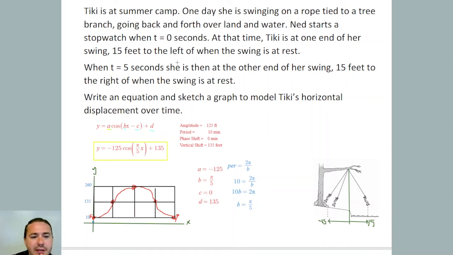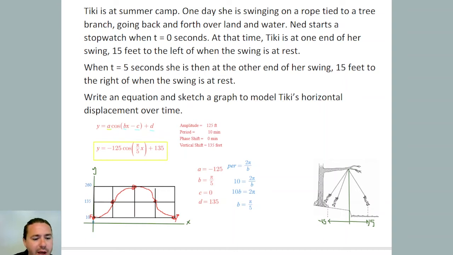And then it says when time is 5 seconds, she is at the other end of her swing, 15 feet to the right of when the swing's at rest. So she's at 0. She swings. It takes her 5 seconds to get there. She's swinging kind of slow there. I don't know how reasonable that is, but it is what it is. So 5 seconds to get over here, and then it would take 5 seconds to get back. So our period's going to be 10 seconds.